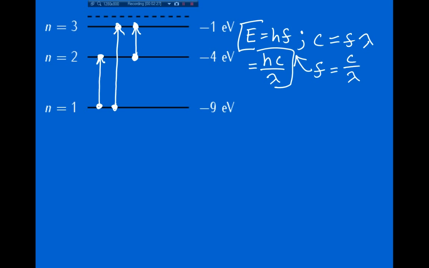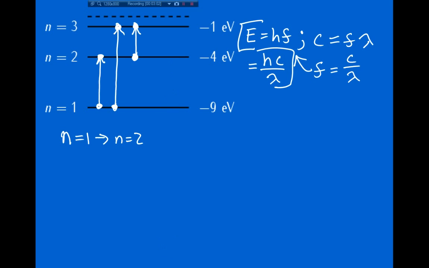So again, going back to the n equals 1 to the n equals 2 transition, if we move an electron from the n equals 1 up to the n equals 2 state, this corresponds to increasing the energy of this electron by 5 electron volts, because we're going to move the electron from a state where it has minus 9 electron volts up to a state where the electron has minus 4 electron volts. So this electron will gain 5 electron volts, and that energy that the electron gains comes from the photon that the electron absorbs. So that photon needs to carry 5 electron volts.